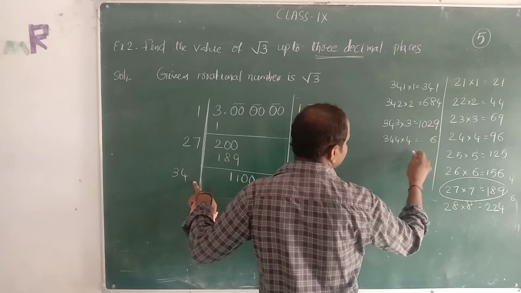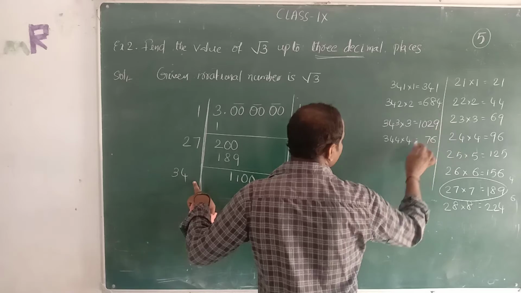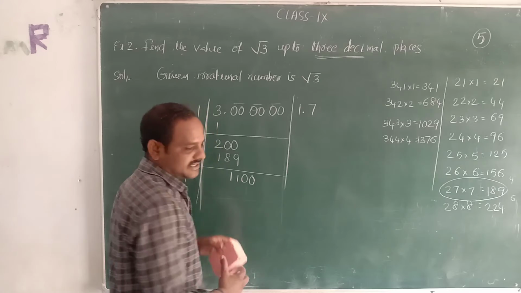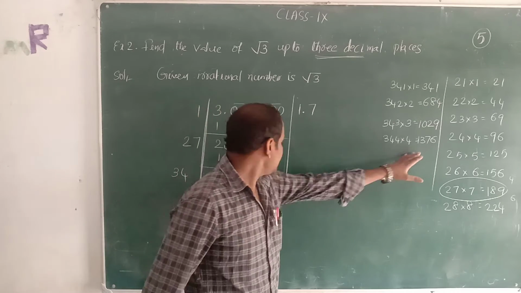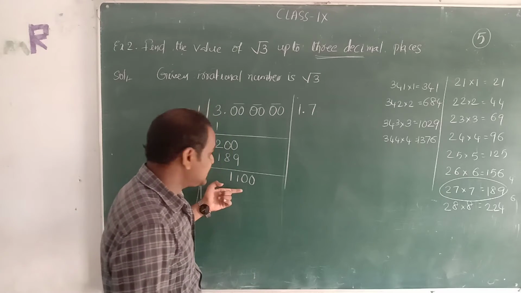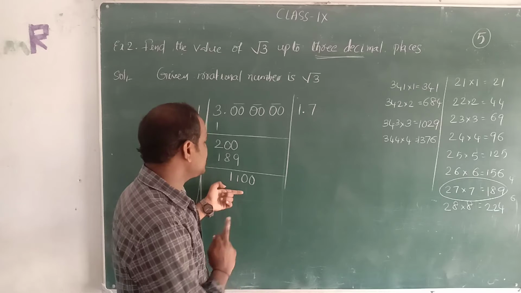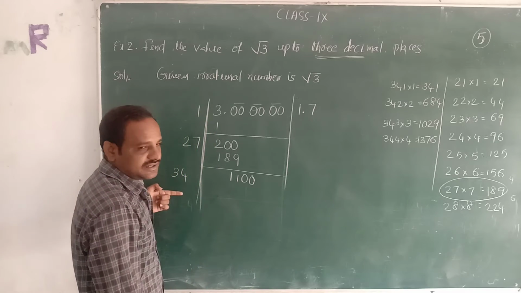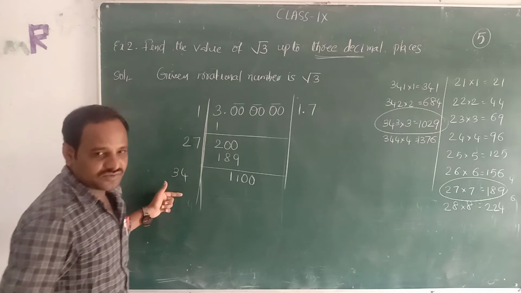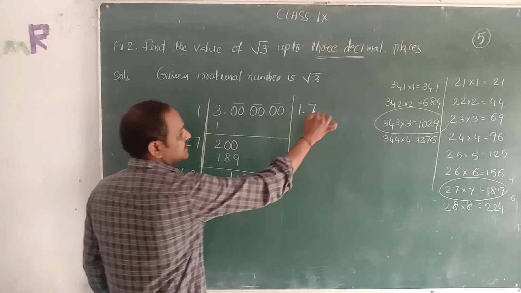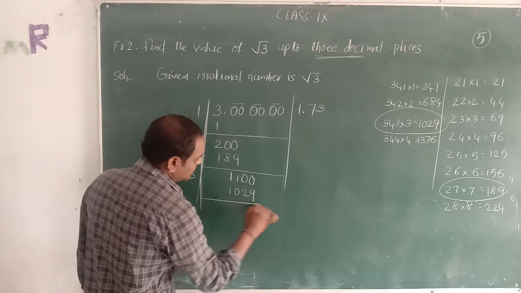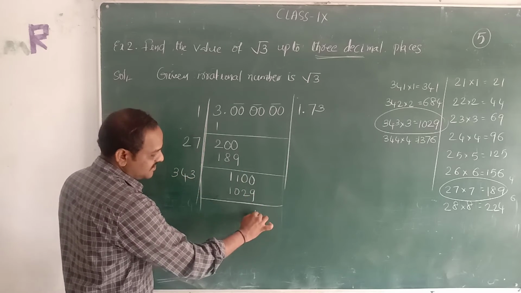Next 344, 4 times: 4 fours are 16, 4 fours are 16 plus 1 is 17, 4 threes are 12 plus 1 is 13. So 1376. It is greater than 1100. As per the condition we have to take less than 1100 but closest to it. How many times is possible? 343, 3 times. How much did we get? 1029. Now by doing subtraction, 10 minus 9 is 1.